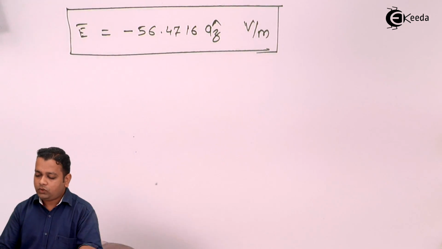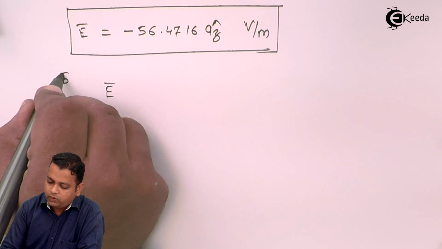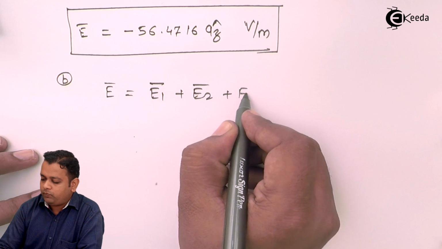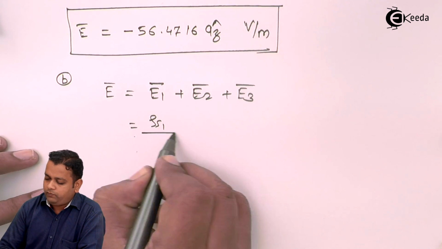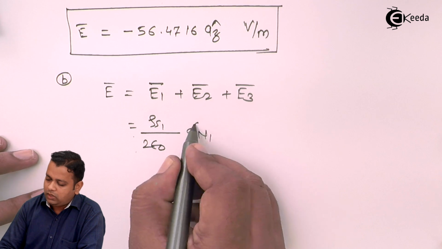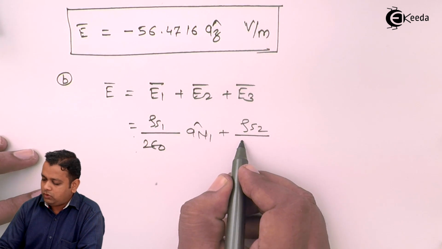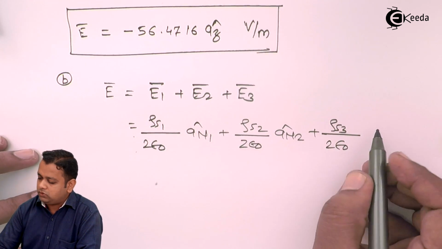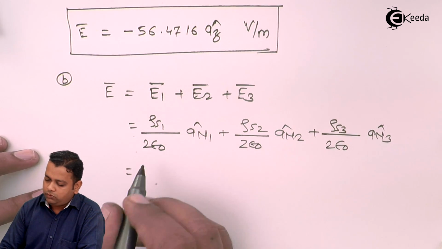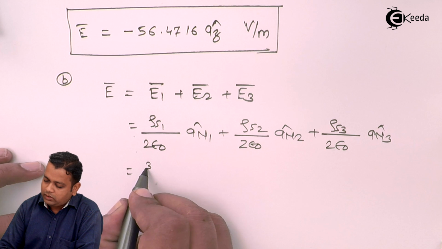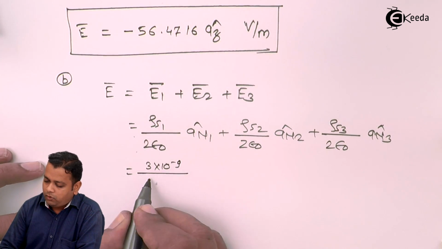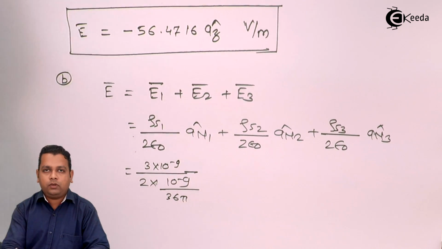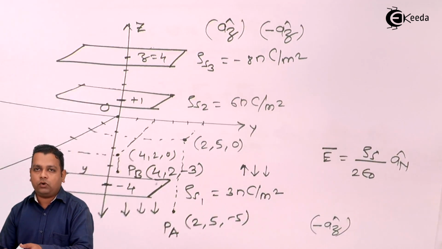Hence, we rewrite the formula: E bar for point PB is equal to E1 bar plus E2 bar plus E3 bar. So this will be rho S1 upon twice epsilon 0 AN1 cap. Similarly, rho S2 upon twice epsilon 0 AN2 cap, and rho S3 upon twice epsilon 0 AN3 cap. So here we put the values of rho S1, rho S2, rho S3, that is 3 into 10 raised to the power minus 9 upon 2 into 10 raised to the power minus 9 upon 36 pi. AN cap for the point PB will be upward, that is positive Az cap.